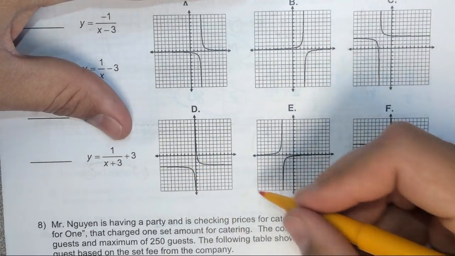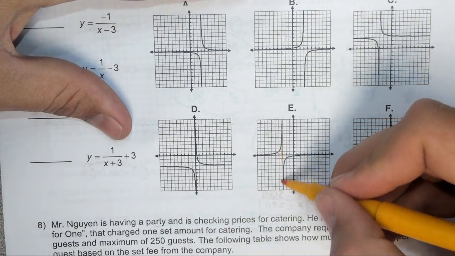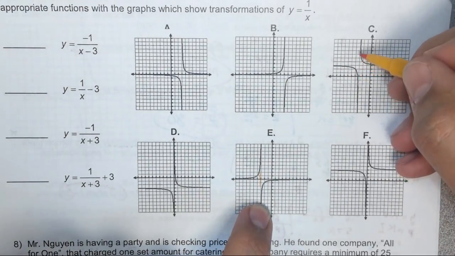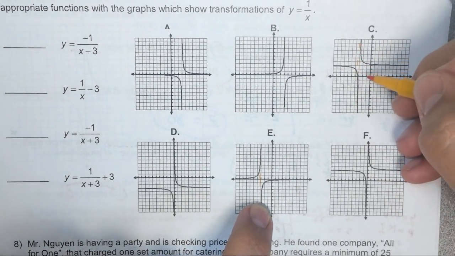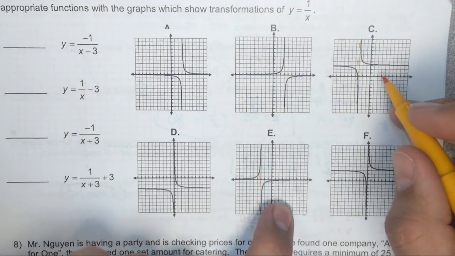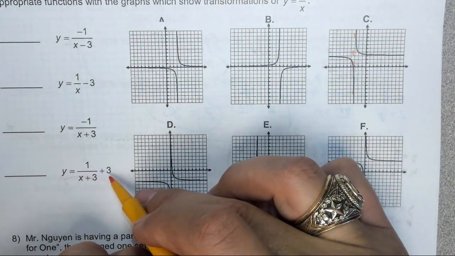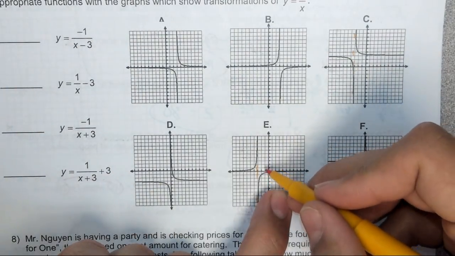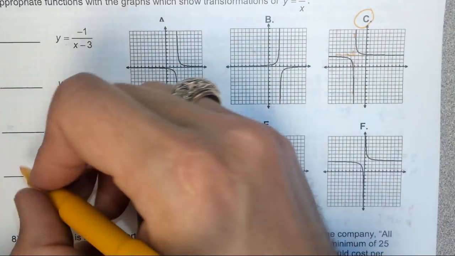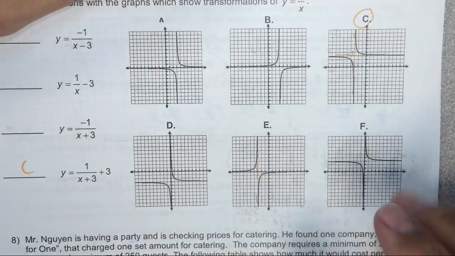Of course, that one doesn't have it. This one has it right here. No. This one up, C, has it right here too. That works. That one doesn't. So it has to be C or E. Look at the other asymptote, 3 up. Nope, that's not shifted up. This one is shifted up. So that is going to be C.